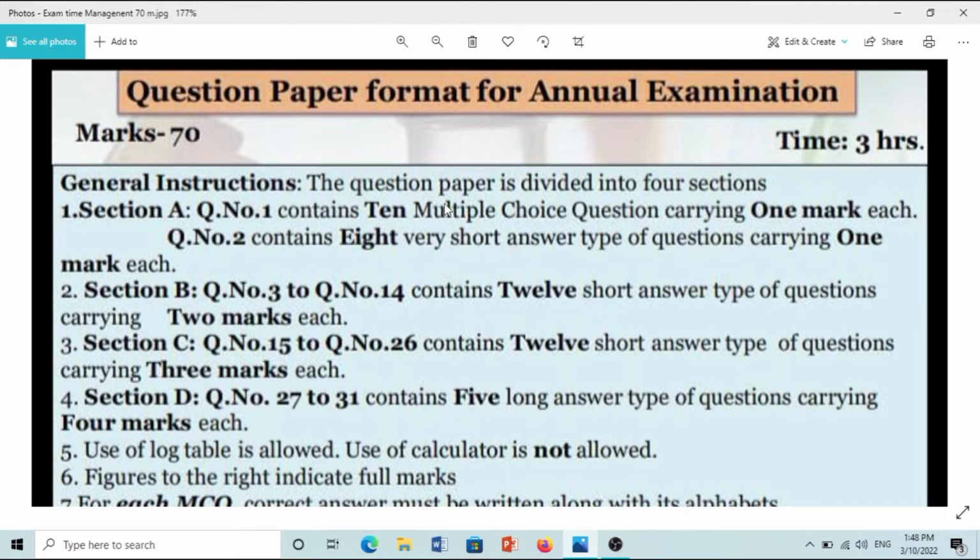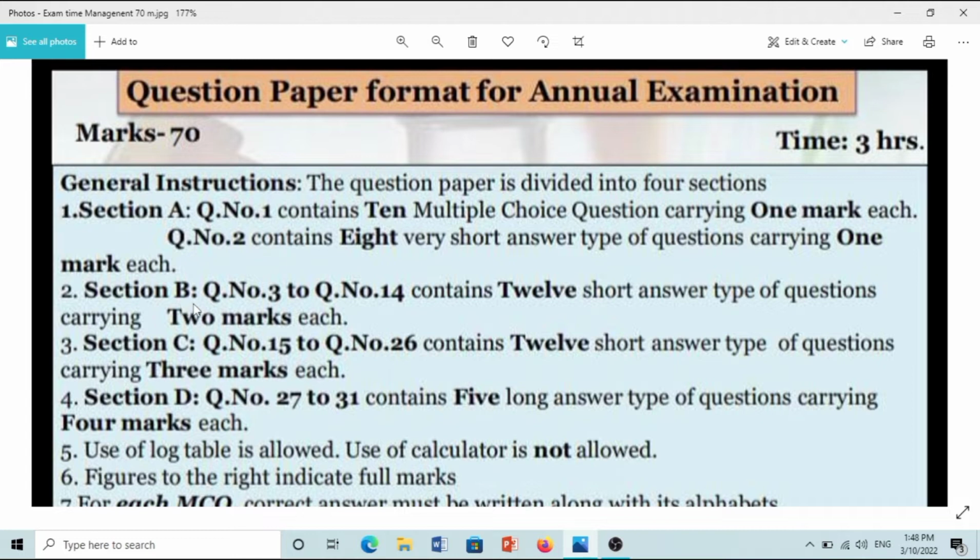What is that instruction? The question paper is divided into 4 sections. Section A carries 2 sub-questions, question number 1 and question number 2. Question 1 contains 10 multiple choice questions, and each question carries 1 mark. Question number 2 contains 8 very short answer type questions, carrying 1 mark each.